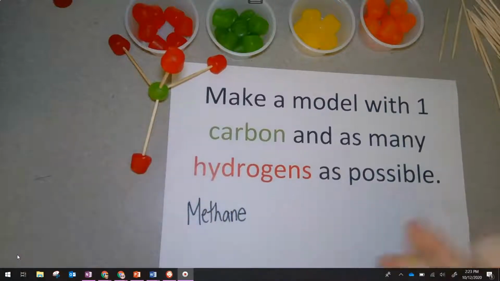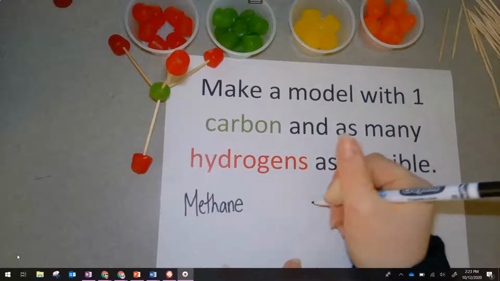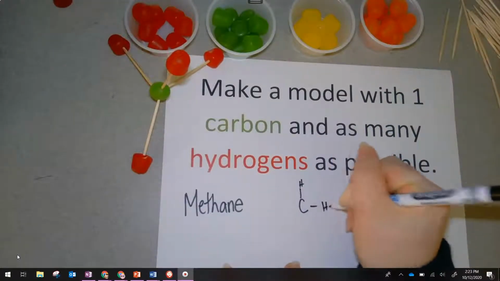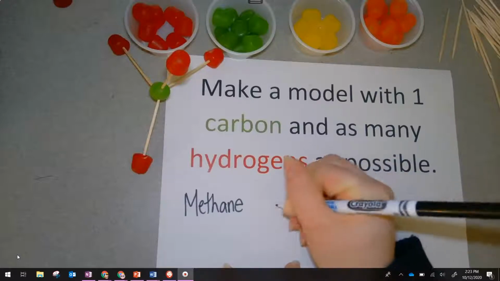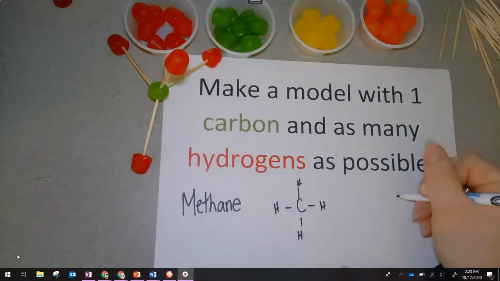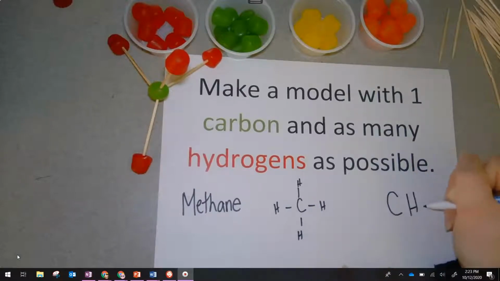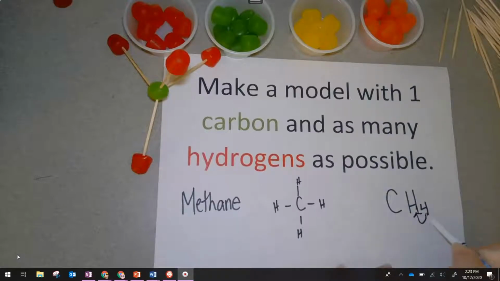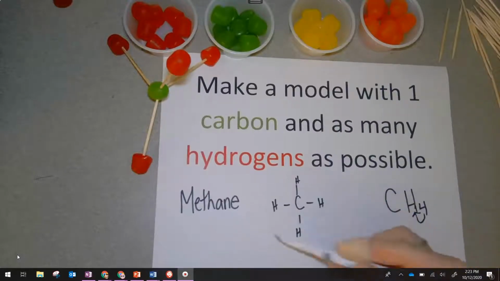It is a gas. And now we're going to draw our model. We have the 1 carbon with the 4 hydrogens coming off of it like this. Each line represents my toothpick. And the formula for this would be CH4. So this 4 refers to the 4 H's we have in this molecule.